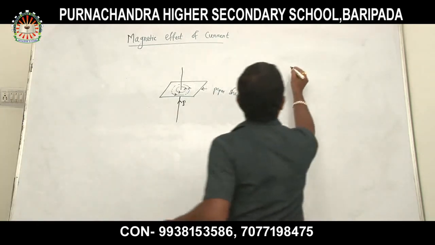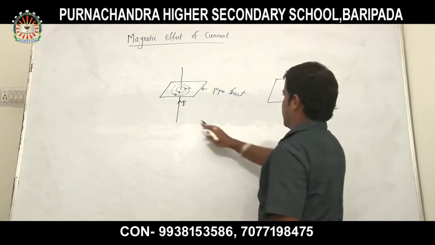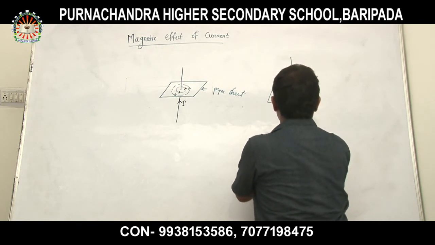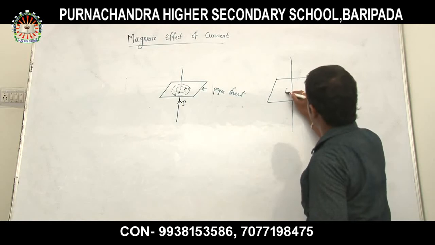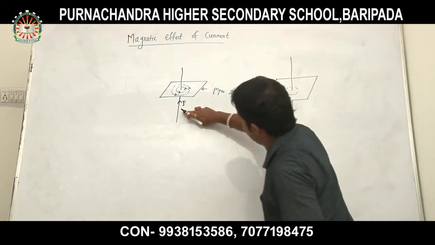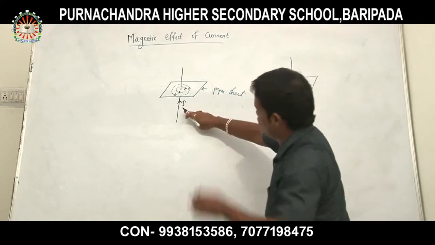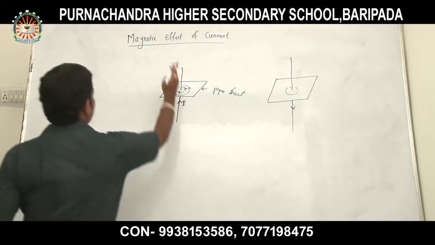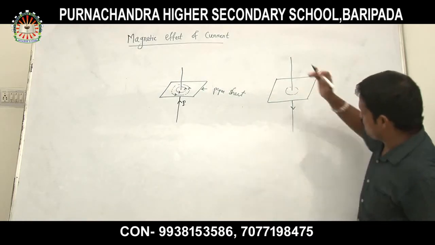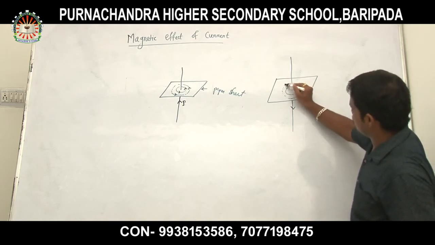Suppose I make some change and reverse the direction of current. Then what happens? Look very carefully. The same thing I will do, and I will put some iron filings. When the current is passing, here the current becomes upward, or you can call it the current is flowing in anti-clockwise direction. But here, the current is downward, or flowing in clockwise direction. In this case also, the iron filings make concentric circles.